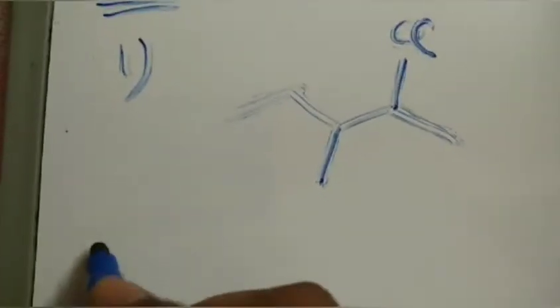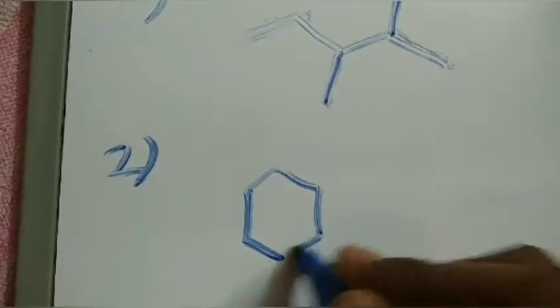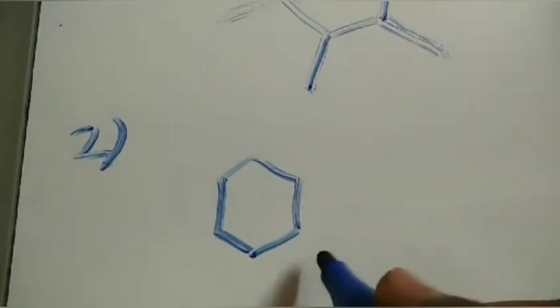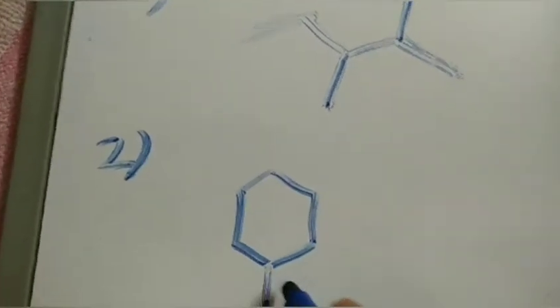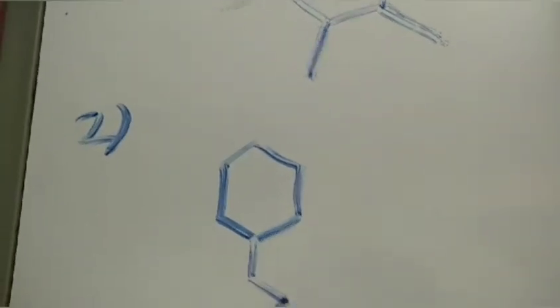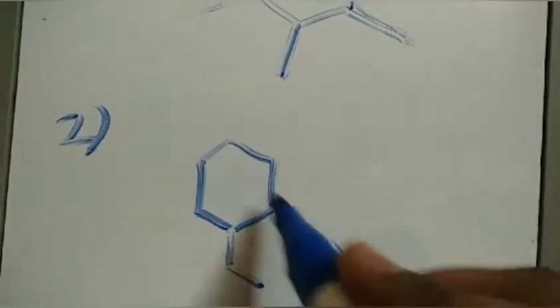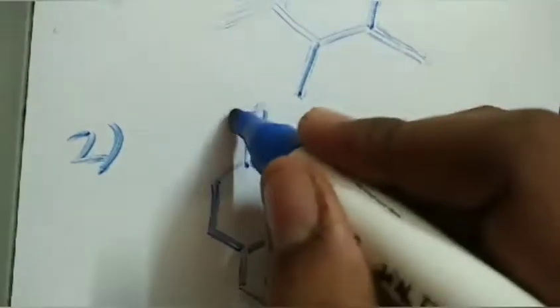The second question is 1-chloro-4-ethylcyclohexane. The parent chain is cyclohexane here. 4-ethyl, so we'll just consider some random position as 4, so 4-ethyl. And 1-chloro: counting 4, 3, 2, 1, this will be the first position. Chloro, correct.